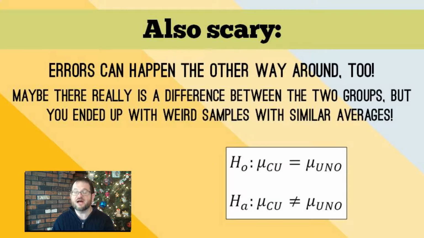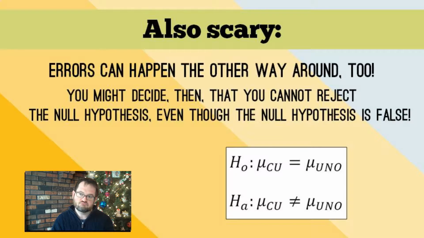Our null hypothesis is that the mean height of Creighton students and the mean height of UNO students is the same, and our alternative hypothesis is that they're different. Well, maybe there really is a difference, that alternative is true, but we don't end up rejecting the null hypothesis, and we say that actually they're the same. I mean, that could happen. Maybe you had some weird samples in which the two groups just happen to end up with relatively similar heights.